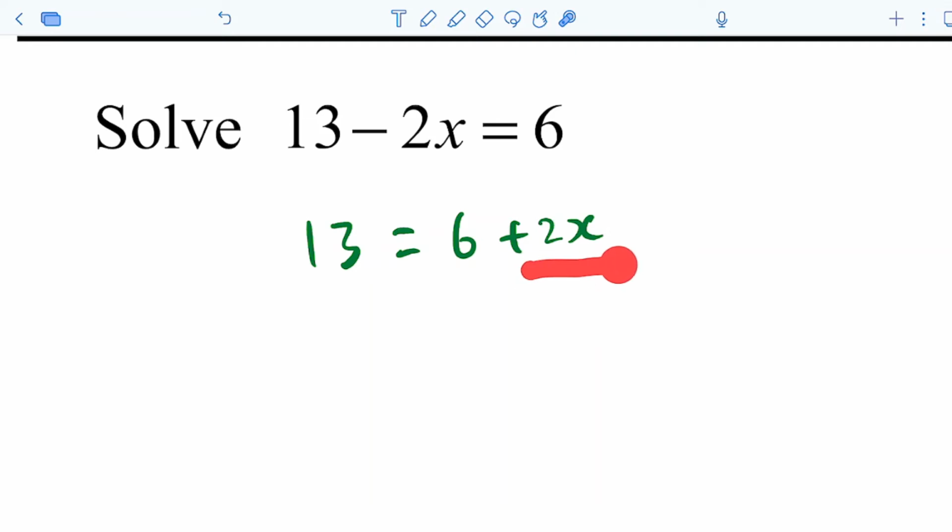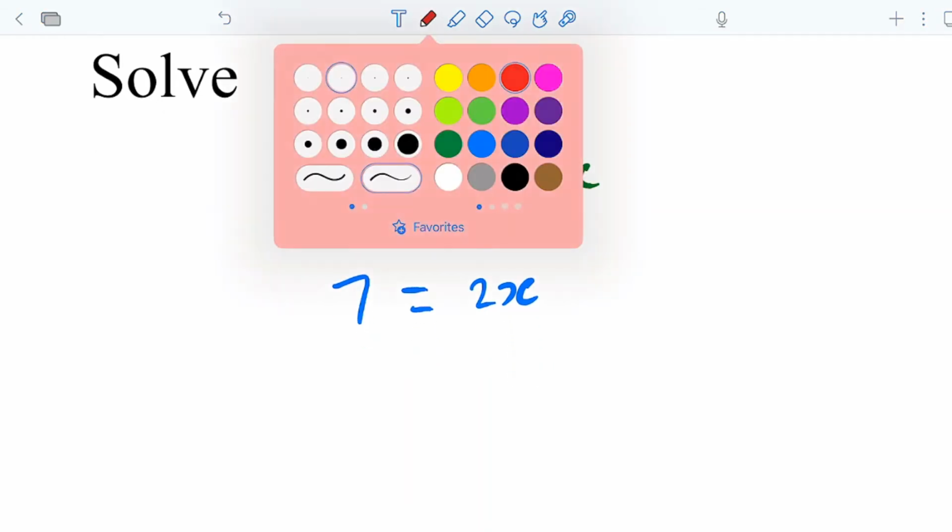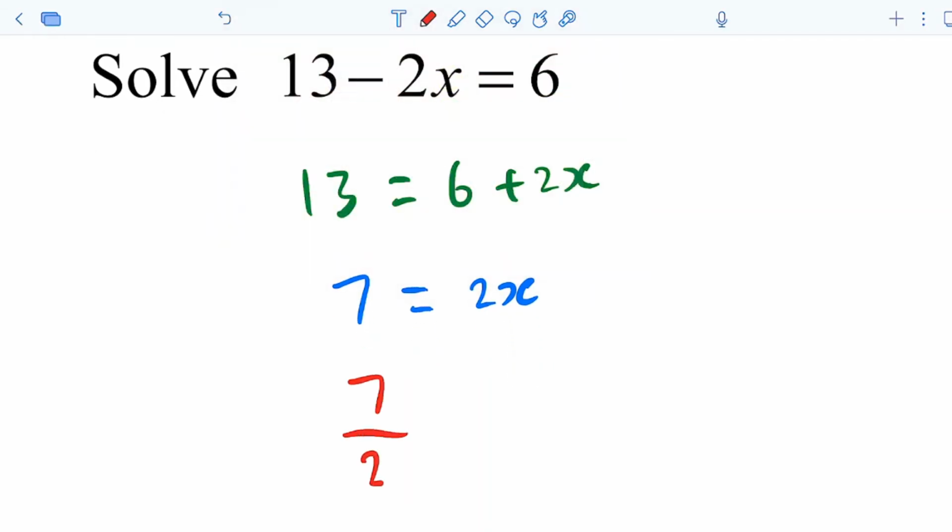Next step is to get the x term to be on its own. So in this case, we're going to take 6 away from both sides of the equation to get 7 is equal to 2x. And the final step, to get x on its own, we divide both sides of the equation by 2 to get 7 divided by 2 is equal to x.